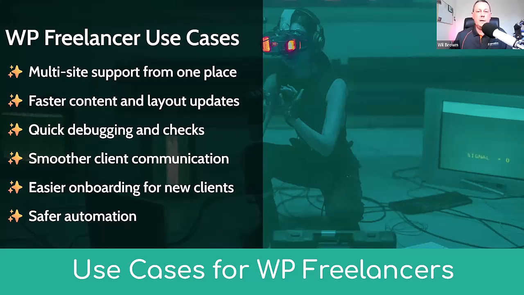Faster content and layout updates as well. So designers often get annoying little requests like, can you add this paragraph? Can you fix this typo? Can you update this headline? You need to approve. So AI could draft all this stuff up using MCP approved abilities, and then you would approve them, kind of like pull requests. So no need to dig around page by page.